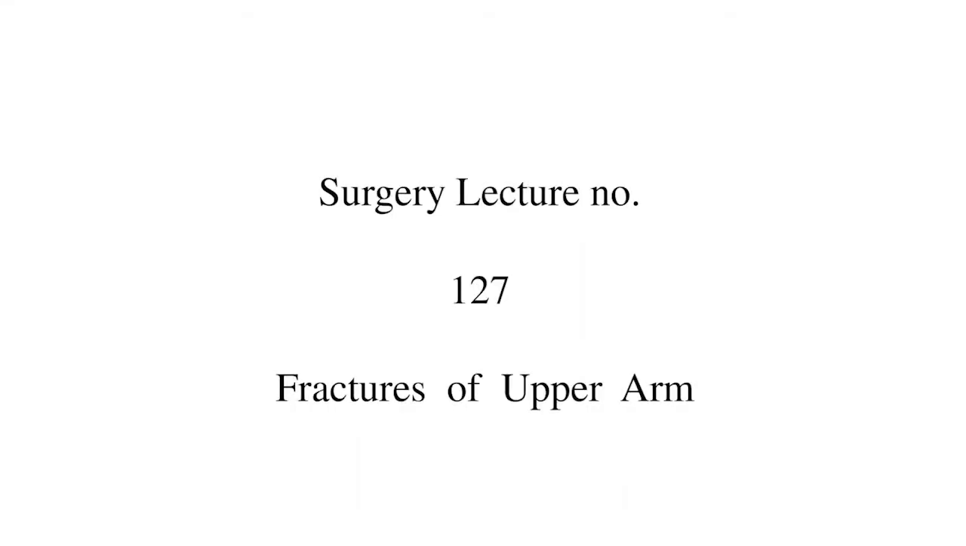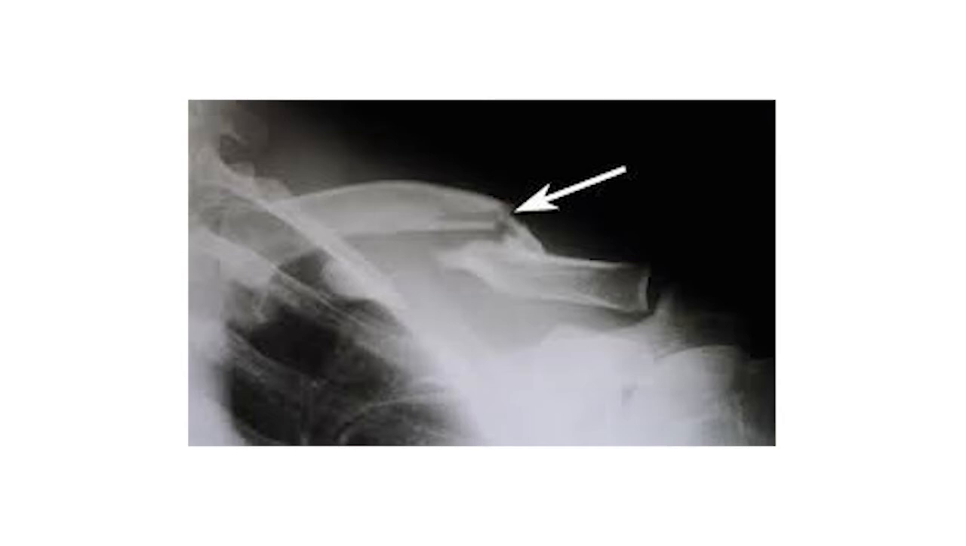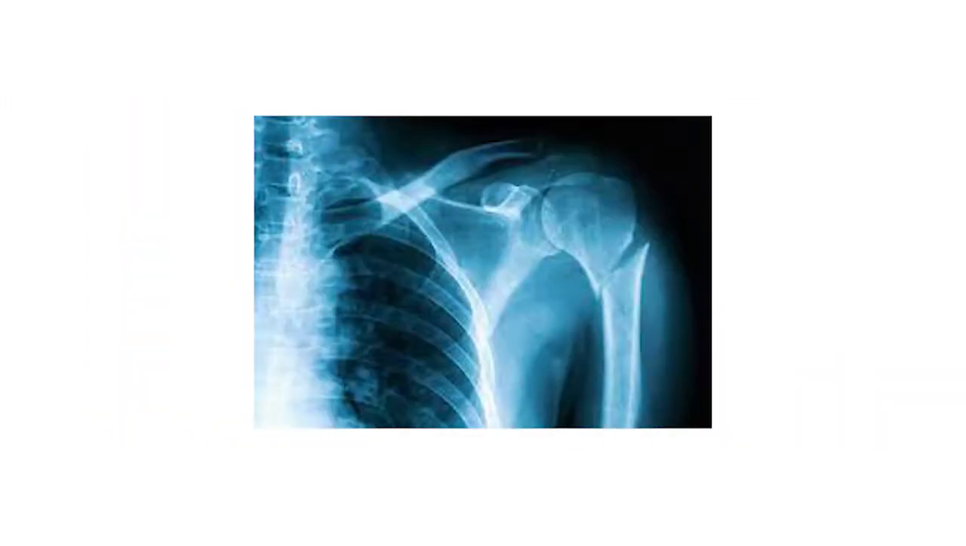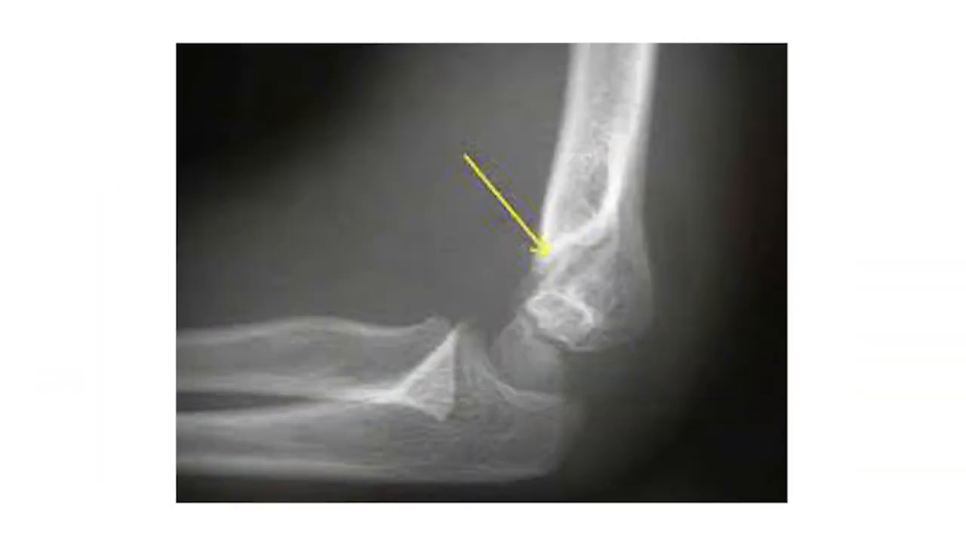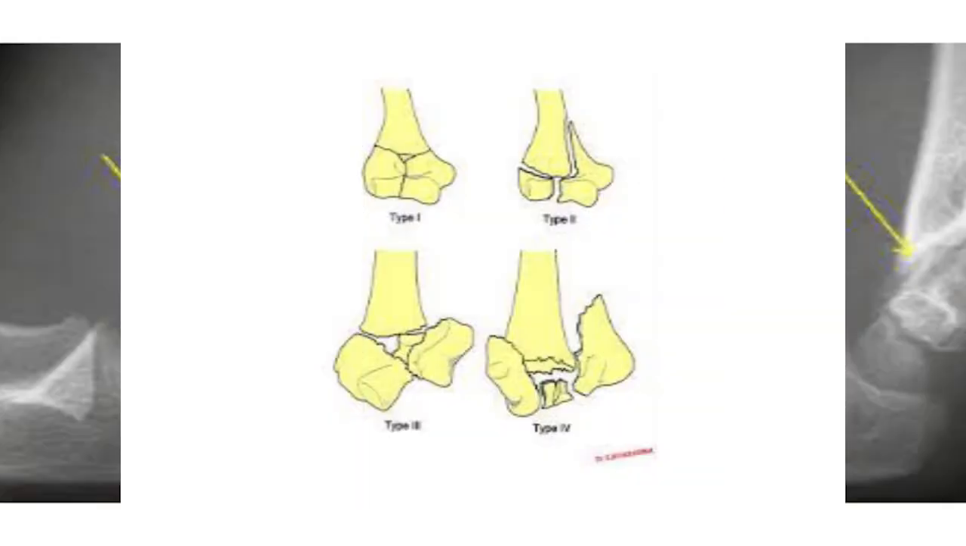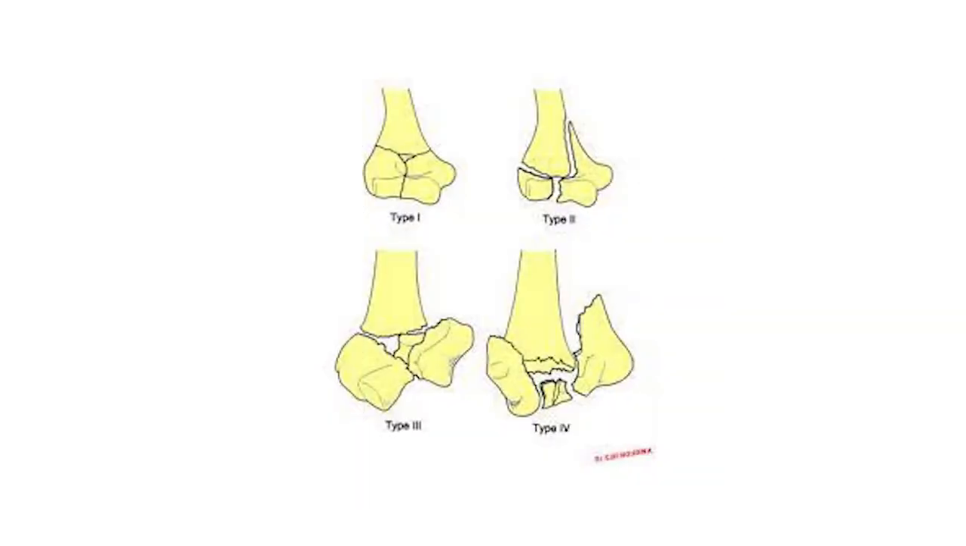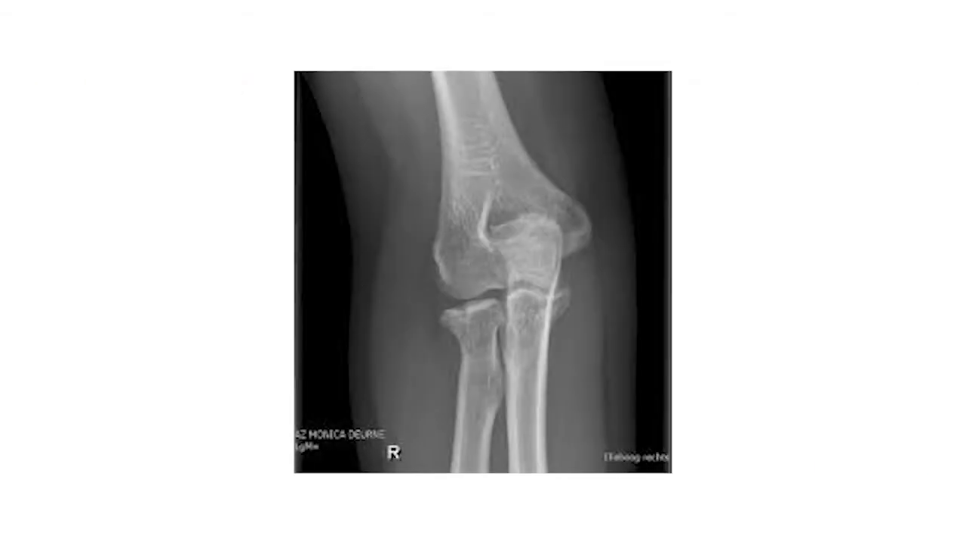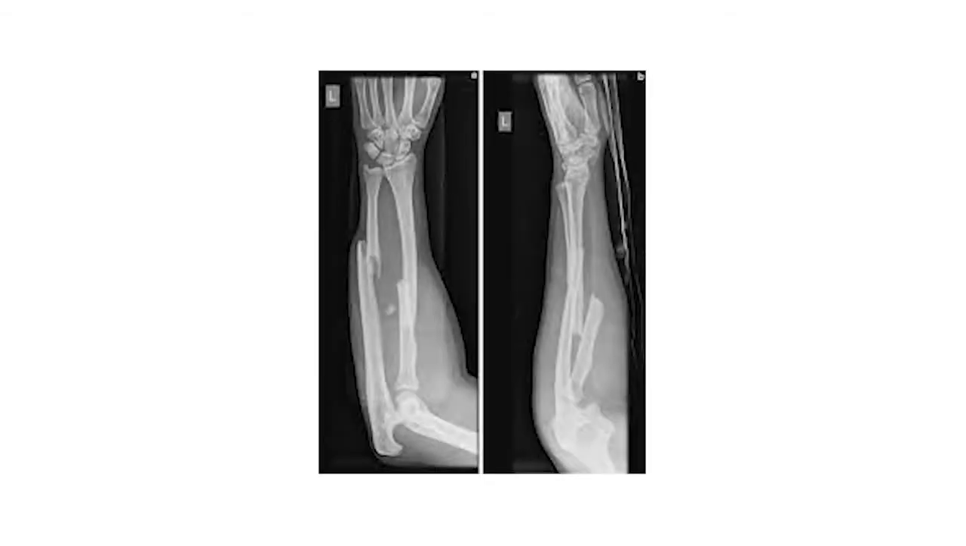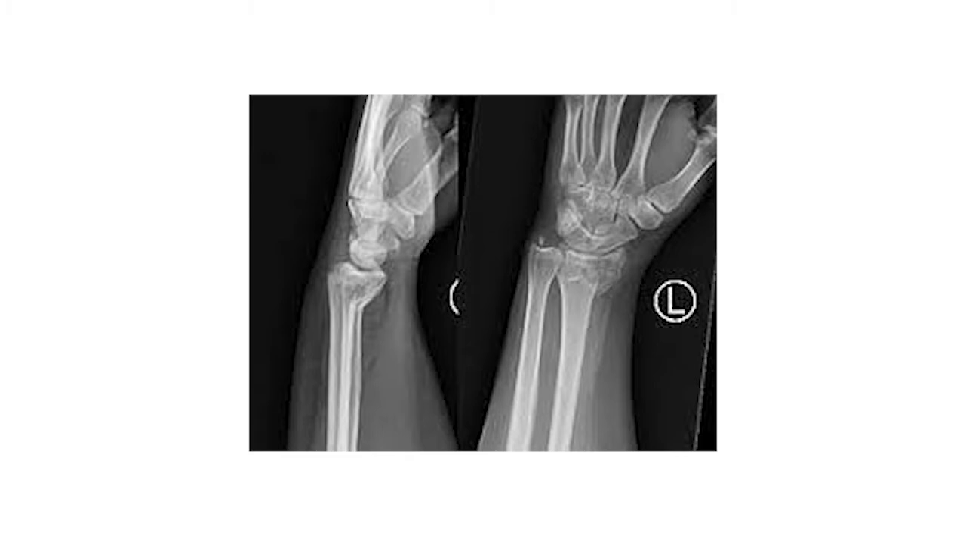Welcome, my dear students, to our surgery lecture number 127, that is the fractures of the upper arm. This lecture covers fracture of clavicle, fracture of scapula, techniques of reduction of shoulder, fracture of humerus, elbow joint, fracture of lateral condyle of humerus, intercondylar fracture of humerus, fracture of olecranon, fracture of head of radius and ulna, Colles fracture, and Smith fracture. All points are covered in this lecture.